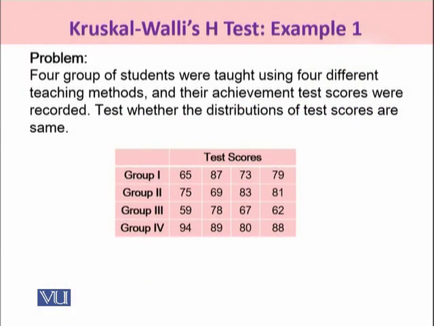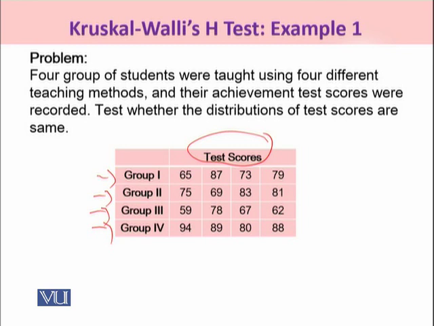The problem I'm going to quote here is the data about 4 groups of students that were taught using 4 different teaching methods. Their achievement test scores were recorded. So if you just see under the rows, we have the data for all the 4 groups, and along the y-axis, we have the achievement test scores of 4 groups of students. We have to test whether the distributions of test scores are same.